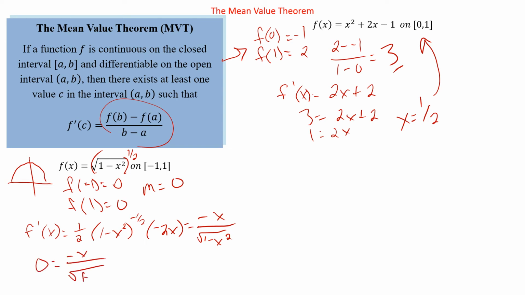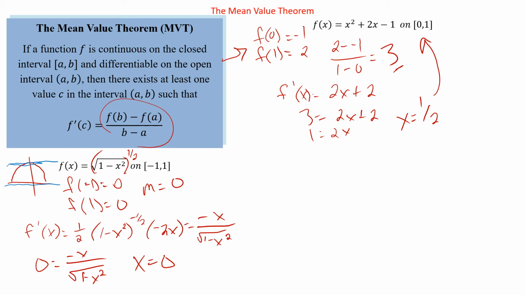Square root of 1 minus x squared. A fraction equals 0 when the numerator equals 0. So this will be when x equals 0, which, being that it's a semicircle centered at the origin, and we're looking for the horizontal tangent, it would be at the top, so that makes sense.